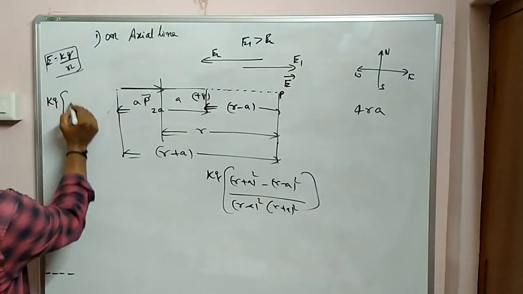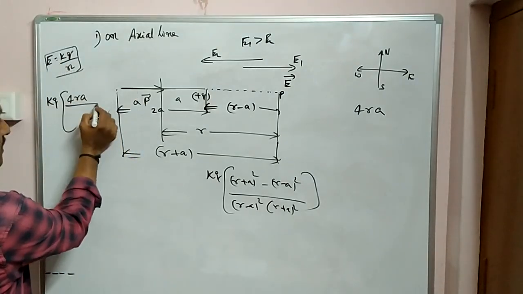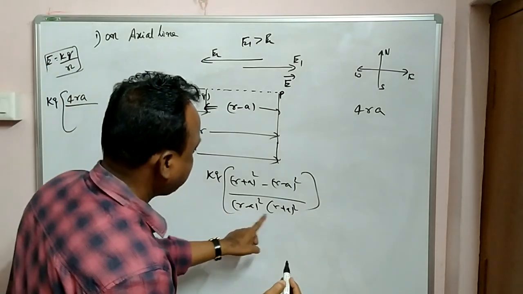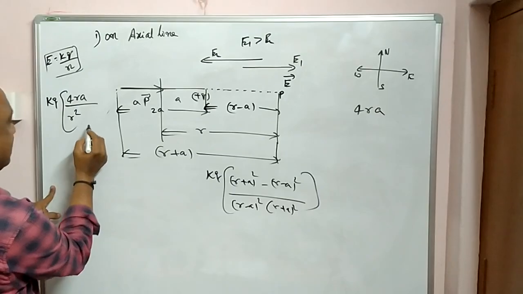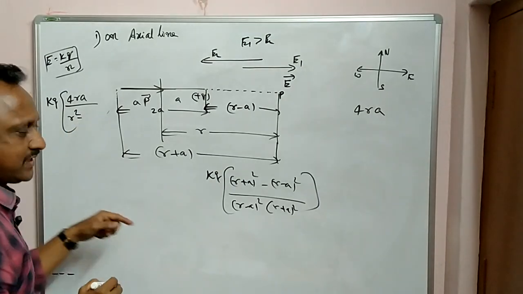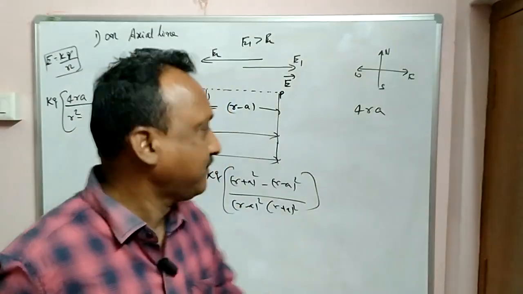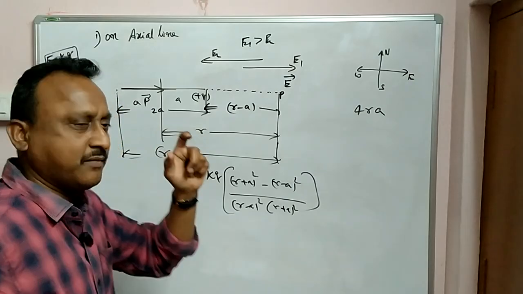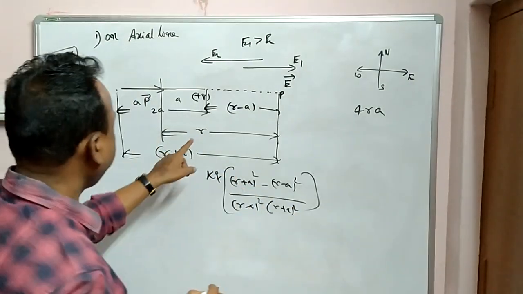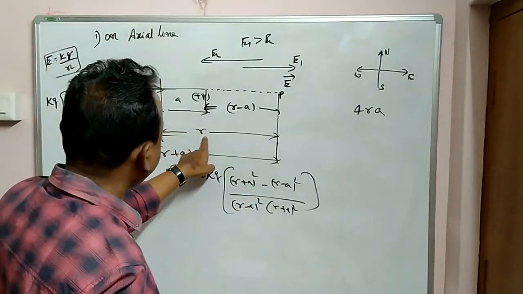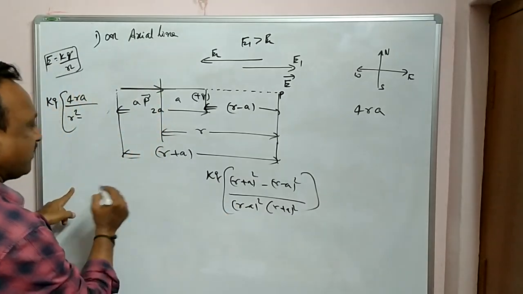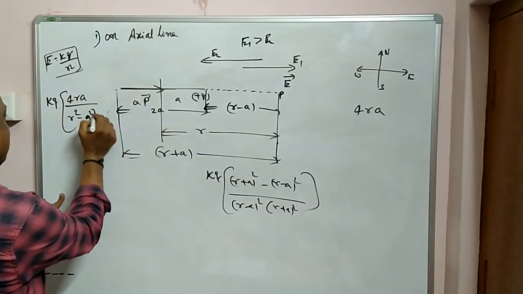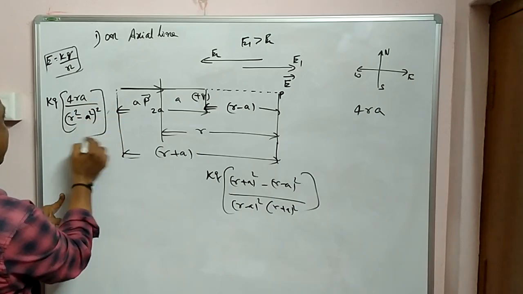kq into 4ab by a plus b into a minus b, a square minus b square, a square minus b square whole square. In some books they are using length L. Here I am using R. In some books they are using L. Anything is fine, you can use L instead of R, but I'm using R here, and this distance as A. Therefore a square minus b square whole square.